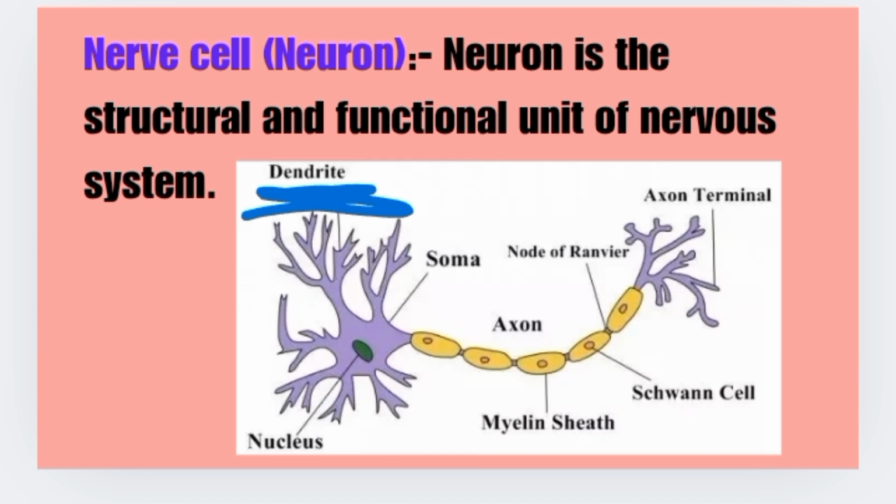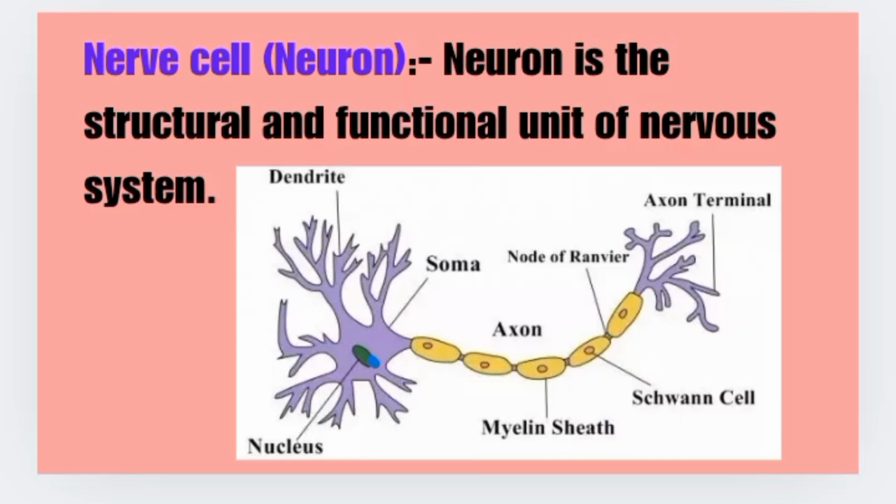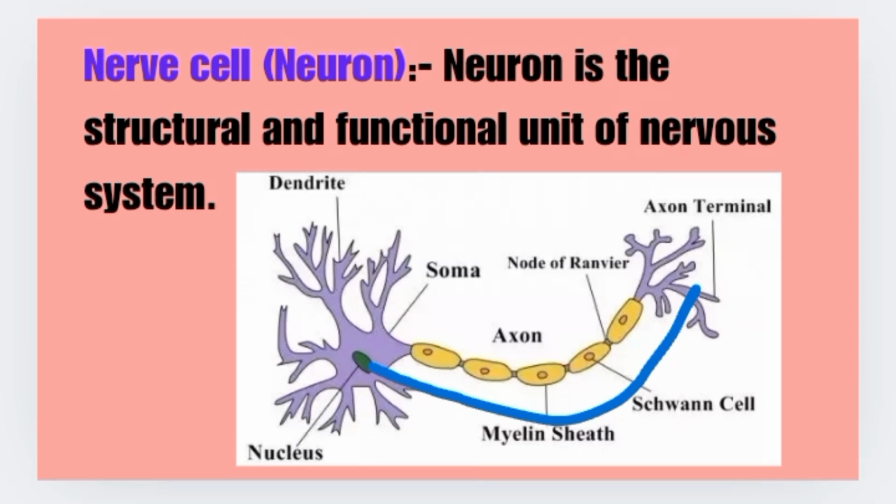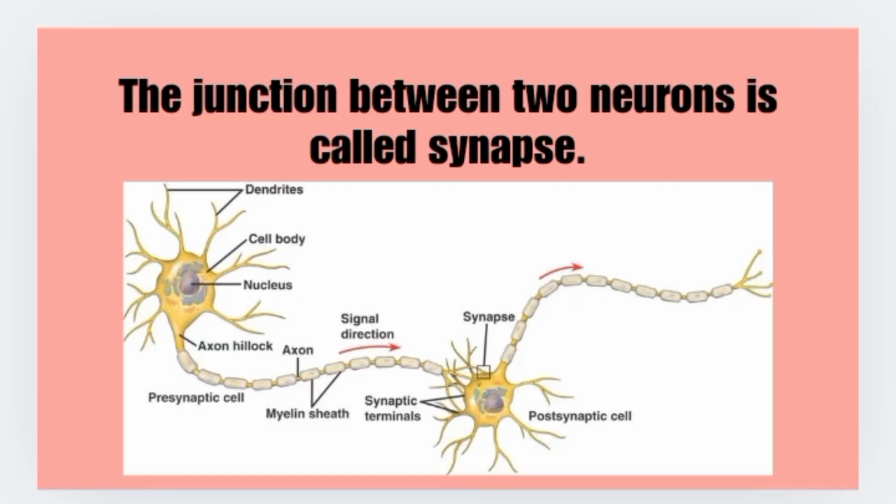The several branched structures of the neuron are called dendrites, and it has a long nerve fiber called the axon. So this is the long nerve fiber, which is called the axon, and it is covered by a protective covering called the myelin sheath. And the junction between two neurons is called a synapse.